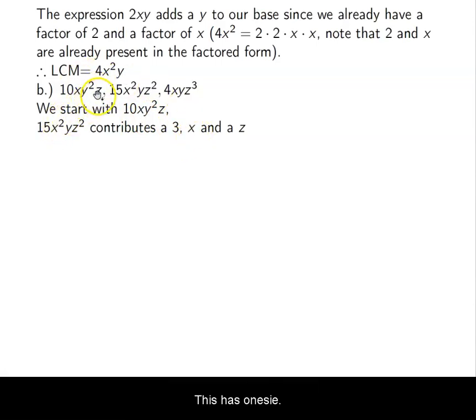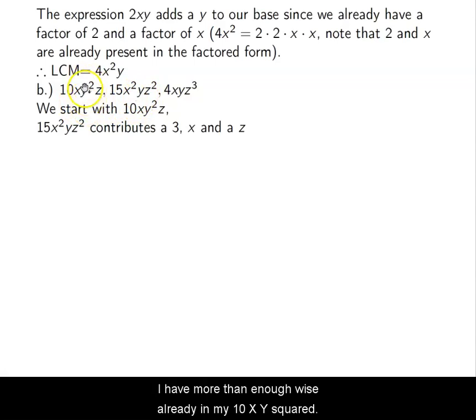This has one z. Well, let's look at the y's. This has 2 y's. This has only 1. I have more than enough y's already in my 10x y squared z. Okay. If I'm looking at the z squared, this has 2 z's. I already have 1, so I'm missing 1. So I take that extra z.